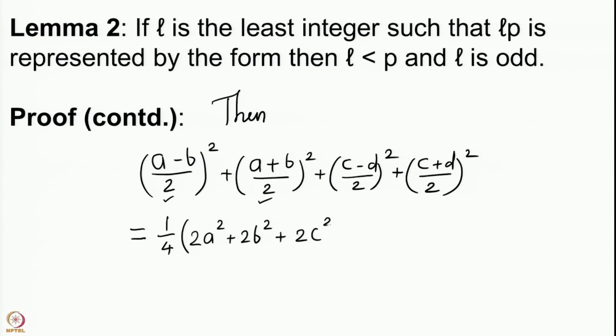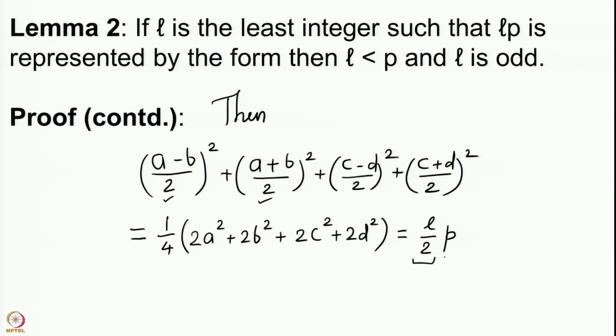Similarly, here we have 2c square plus 2d square. Ultimately, we get that this is L by 2 into P, because the 2's that you have here will get cancelled with the 2 that appears in the denominator. So, you have a square plus b square plus c square plus d square divided by 2, and so you have a multiple of P which is smaller than L, because L was even and L was positive.